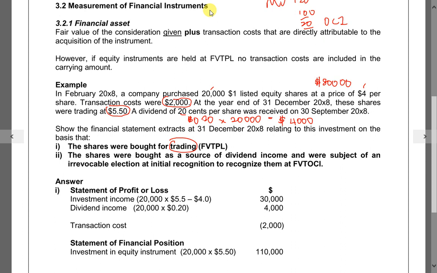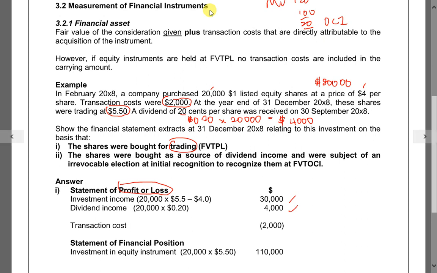How much is the profit? You buy, it was 80. How much is it worth now? It's worth 110. So you make 30,000. So your asset will increase by 30, your income 30. So can you see here? 30 income. It's under P&L. And the dividend confirm income.